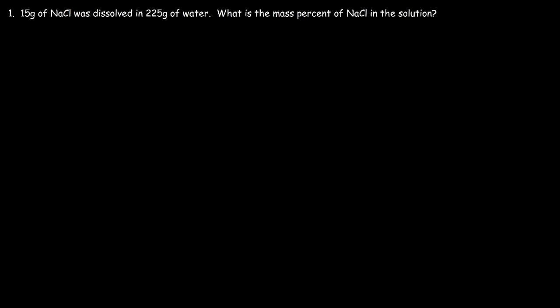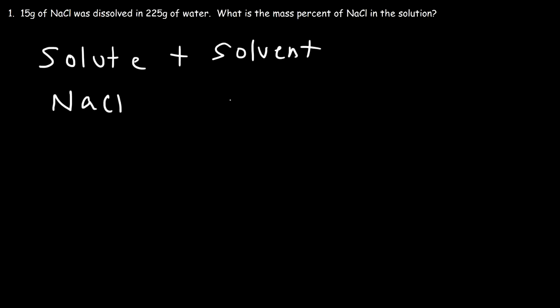In this video, we're going to talk about how to calculate the mass percent of a solution. So here we have 15 grams of sodium chloride dissolved in 225 grams of water. What is the mass percent of sodium chloride in the solution? Now first, you need to understand the difference between the solute and the solvent. In this case, the solute is sodium chloride. The solvent is water. The solvent dissolves the solute, so water dissolves sodium chloride. Combined, this makes the solution.